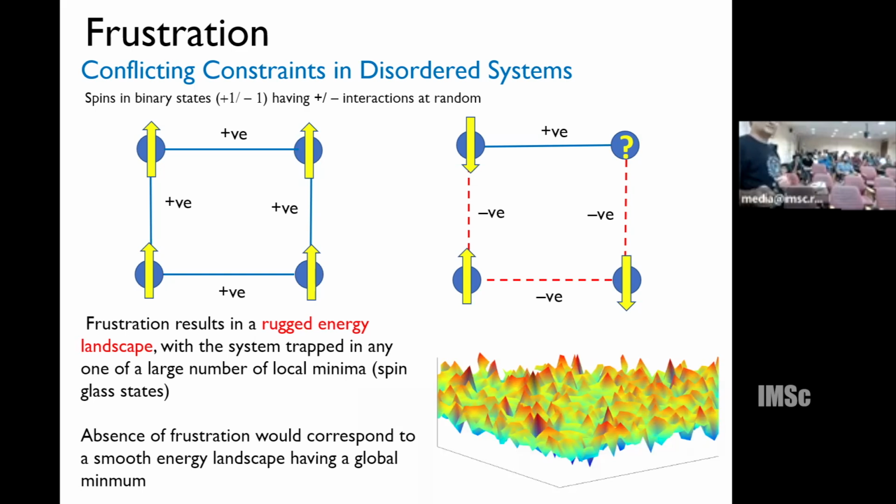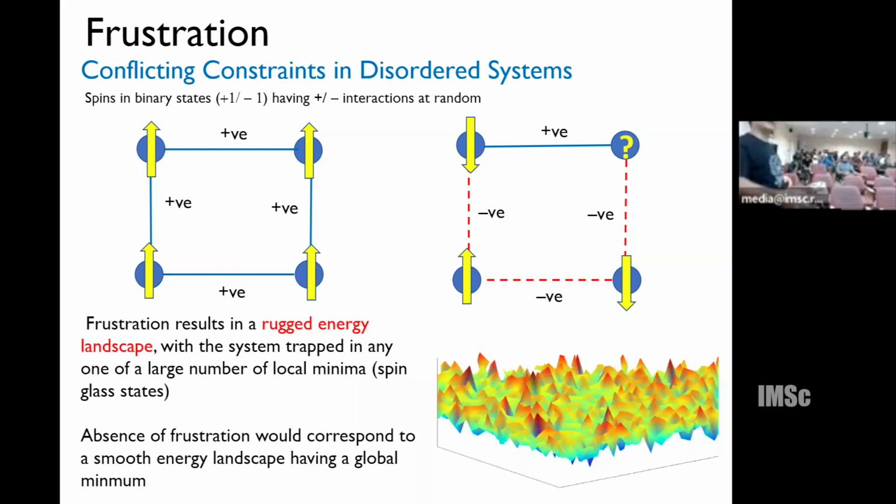If you put an up spin, it will conflict with this because it's a ferromagnetic interaction, it should be down. But if you put a down spin, it will conflict with this because it's an antiferromagnetic interaction, it should be up. So you can't satisfy all constraints. And so you'll have two low-lying energy wells, neither of which are global minima, but you can toss between them.